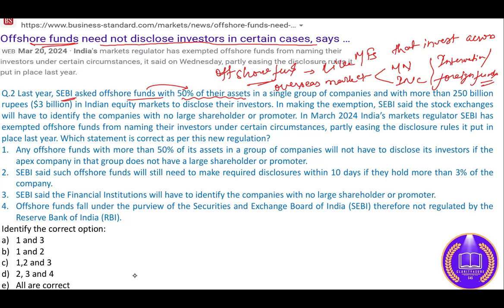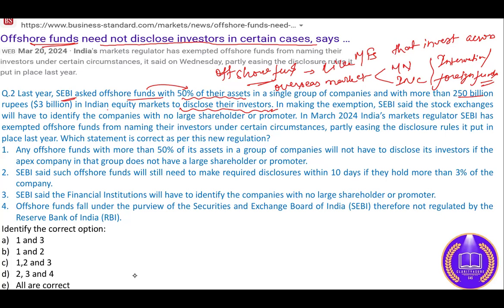So SEBI last year asked offshore funds with 50% of their assets in a single group of companies, and with more than 250 billion rupees, equivalent to $3 billion, in Indian equity, to disclose their investors. Last year SEBI told them to disclose their investors.